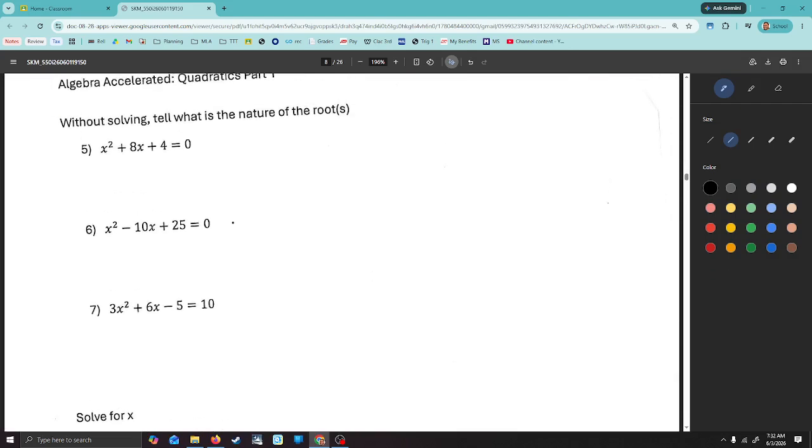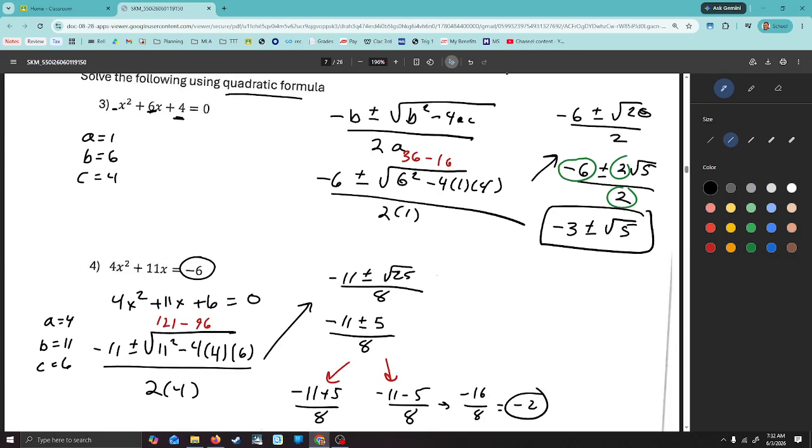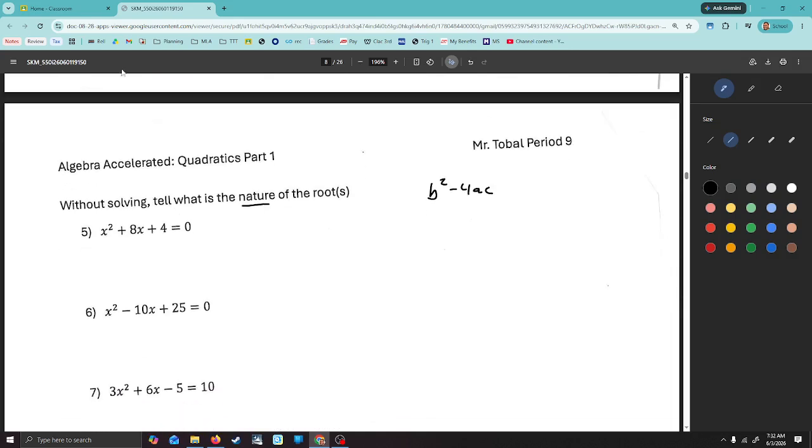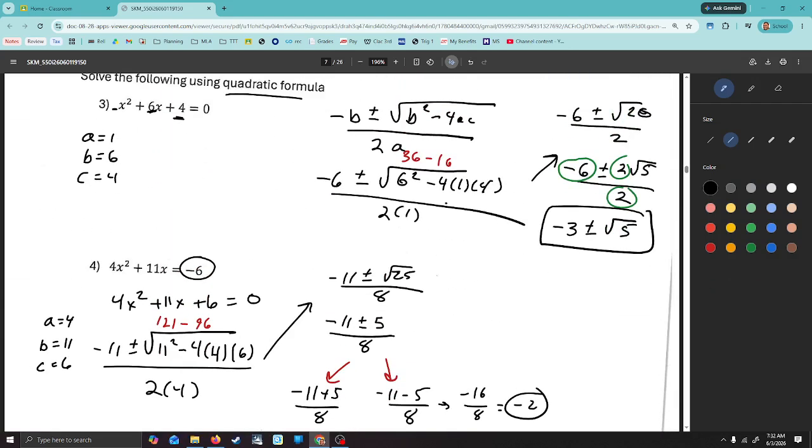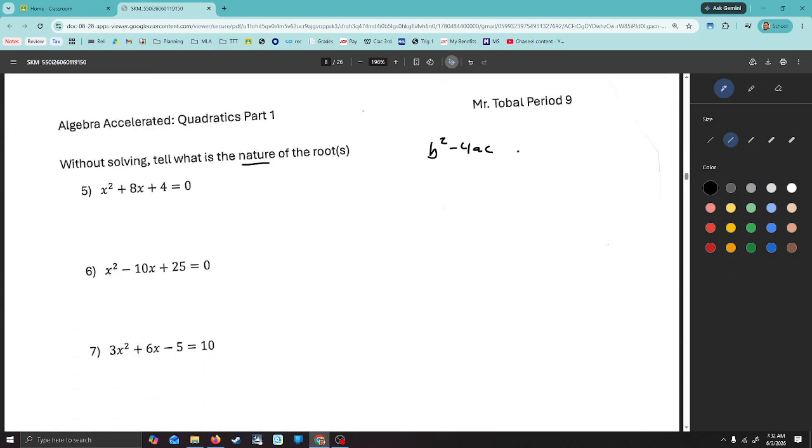So, the nature of roots, if you remember, is the discriminant. The discriminant is b squared minus 4ac. Now, this b squared minus 4ac should feel familiar because that is literally what's inside my square root in the quadratic equation. But how many roots you have is dependent on what's inside your square root. If this is positive, aka bigger than 0, then you know you have 2 real roots.